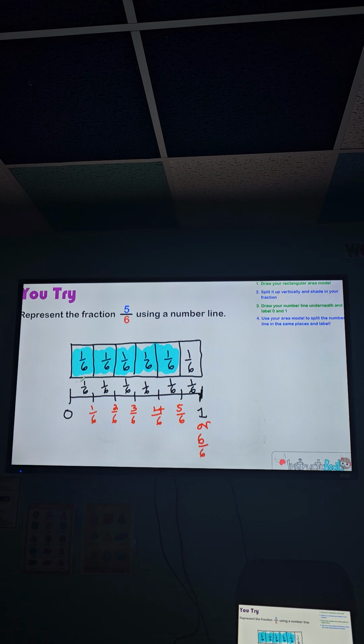Now eventually you won't have to label unit fractions as you get really good at this. You'll just know that those are unit fractions. But as you start, the biggest problem with number lines is people count the lines and not the spaces. Your unit fractions are the spaces. So we want to make sure we label that unit fraction to help you remember that, because we're always counting the spaces, not the lines. So I need to do 5 unit fractions. So I'm going to start at 0, 1, 2, 3, 4, and 5, which brings me to 5/6, which is the fraction I was trying to represent.